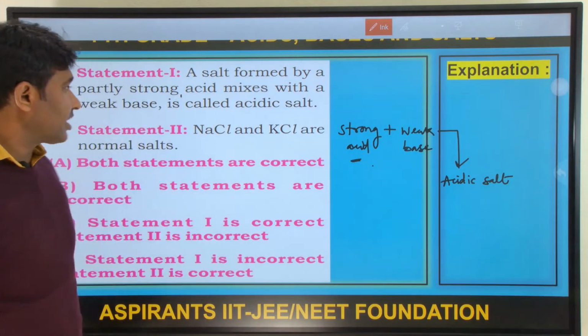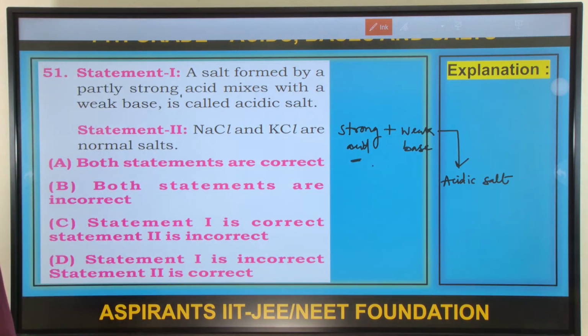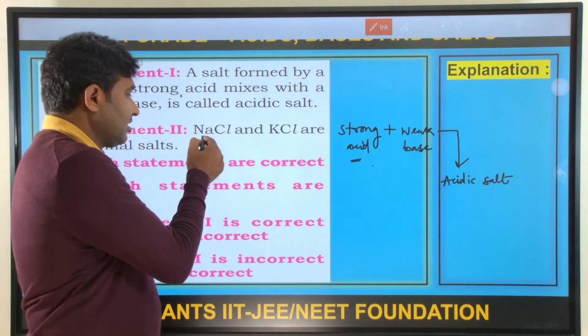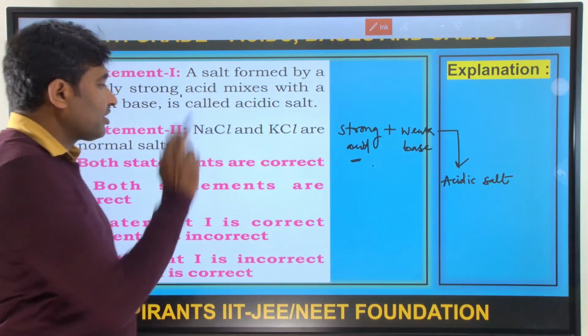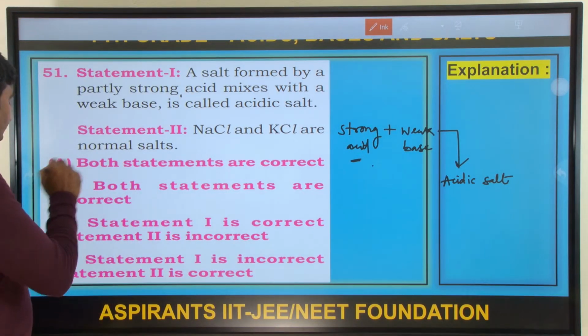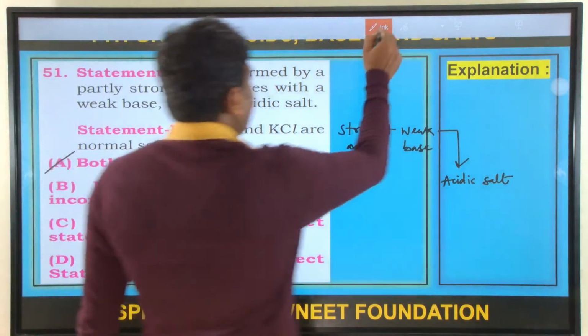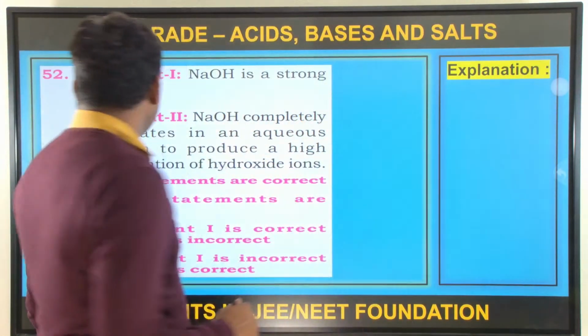This statement 1 is correct. Now we come to the second statement. NaCl and KCl are normal salts. Yes, they are normal salts. They are neither acidic nor basic. They are completely neutral salts. Therefore, they are normal salts. Here also option A is correct. Both statements are correct. Now we go to the next question.